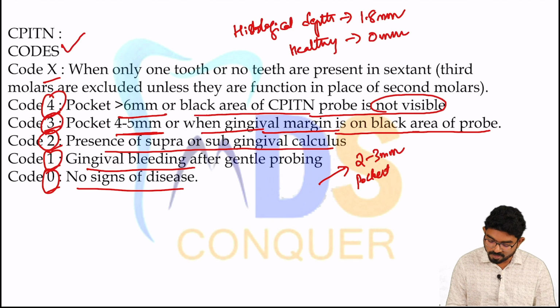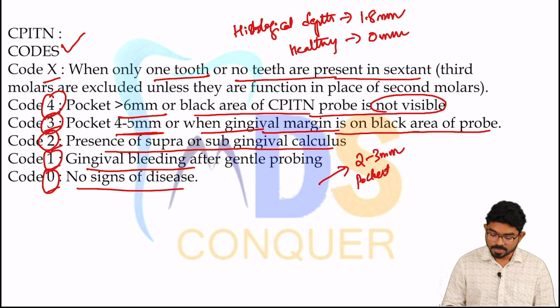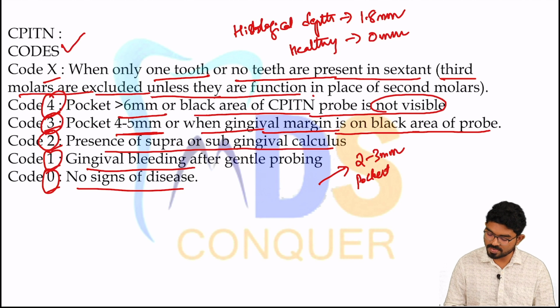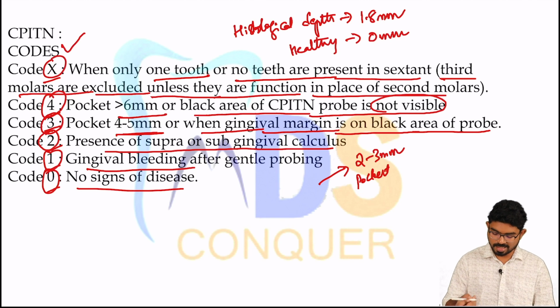If only one tooth or no teeth are present in a particular sextant, or the third molars are excluded unless they are functional in the place of second molars, then you go to code X. X is not that important, whereas all these codes 4, 3, 2, 1 and 0 are important.